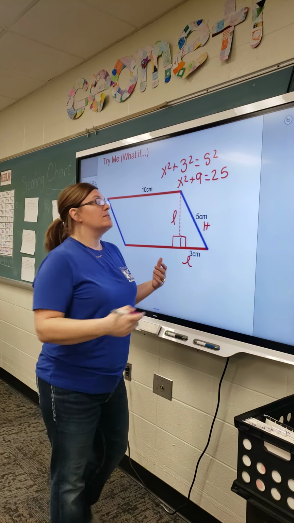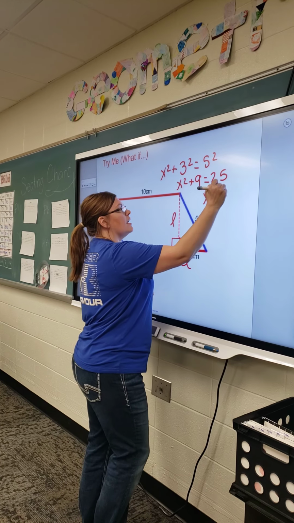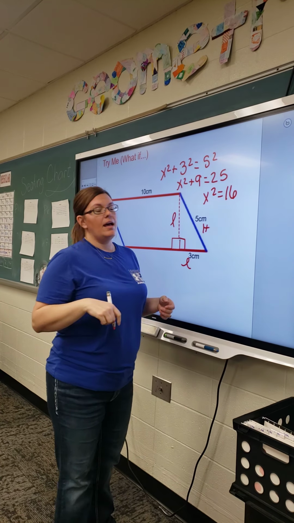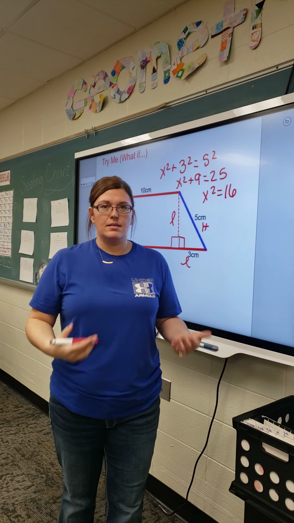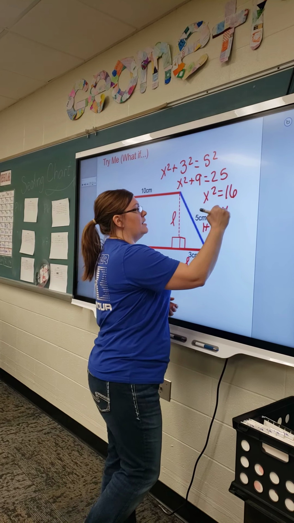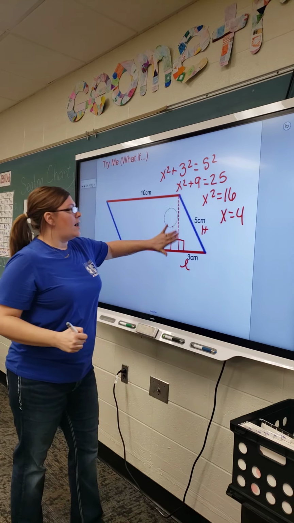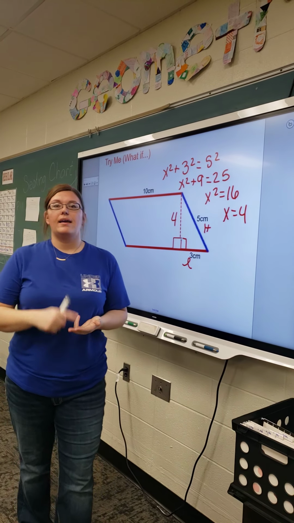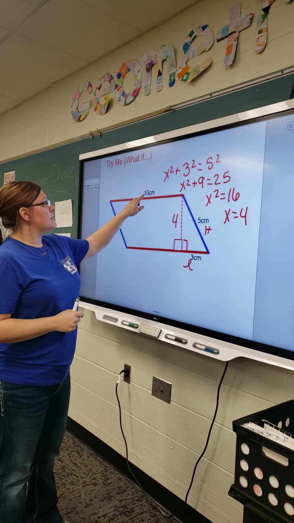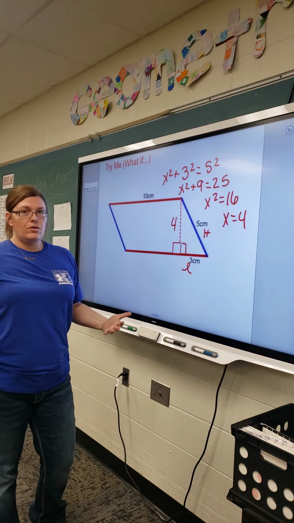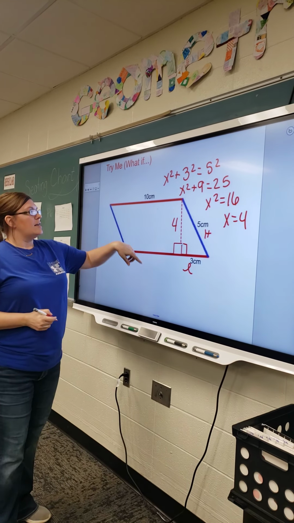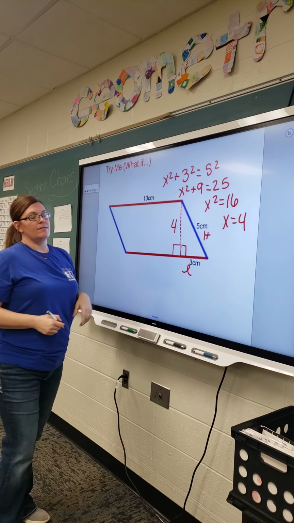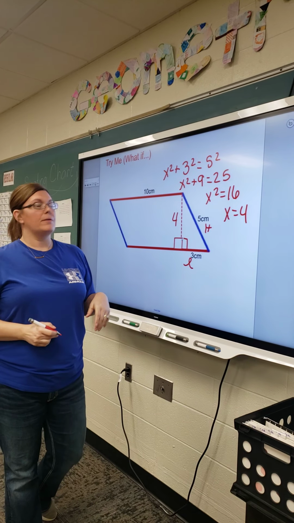25 minus 9 gives you 16. x squared equals 16. How do I solve for x? You have to take the square root. So you end up getting x equals 4. Now, I know my height line. I can do area, I can do perimeter. Area is going to be base times height, 40 units squared. Perimeter, 10, 10, 5 and 5. That gives you 30 centimeters for your perimeter, all right?